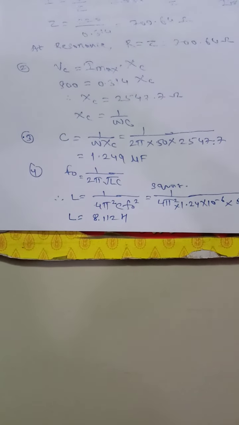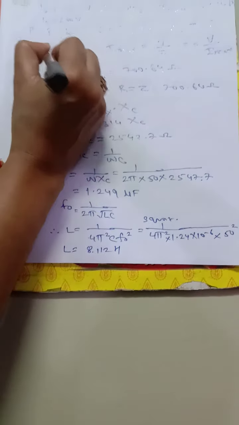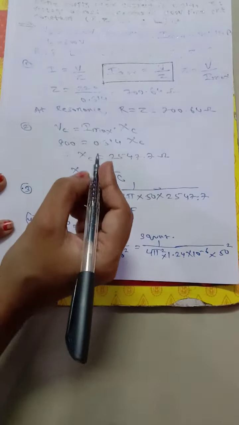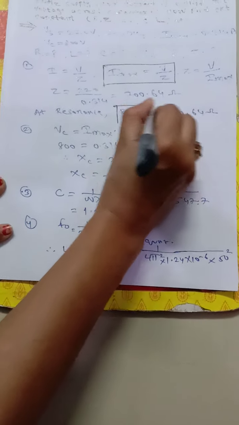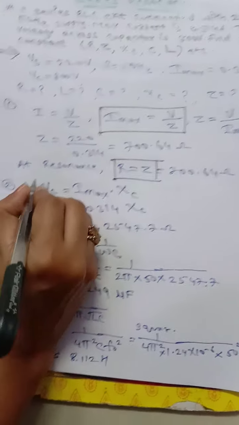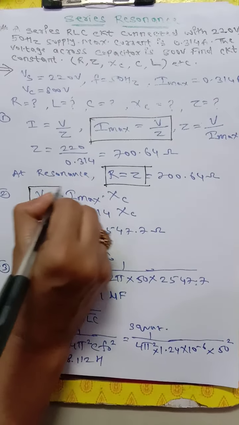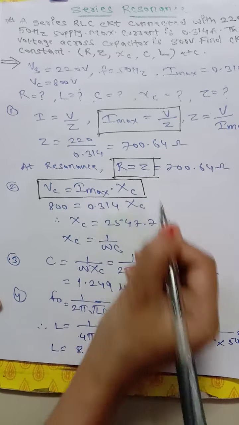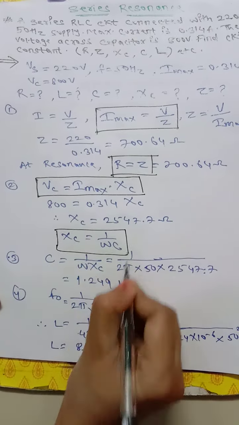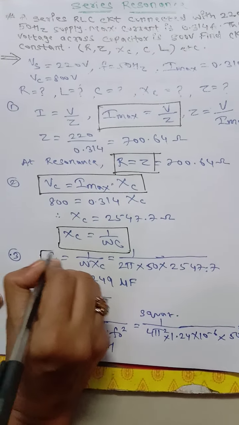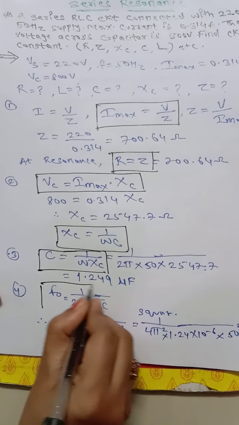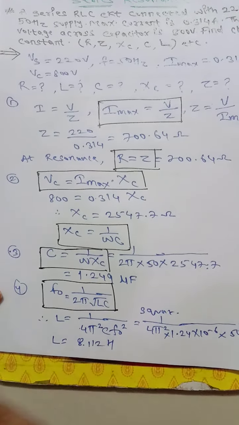So what we have done is, first we calculated the I max. Second, with the help of the resonance condition, R equals Z. Third is the voltage drop across the capacitor, with this formula we again calculated the capacitive reactance. Next is the capacitor, with the help of this formula. With the help of the resonance frequency, we have calculated the inductor.